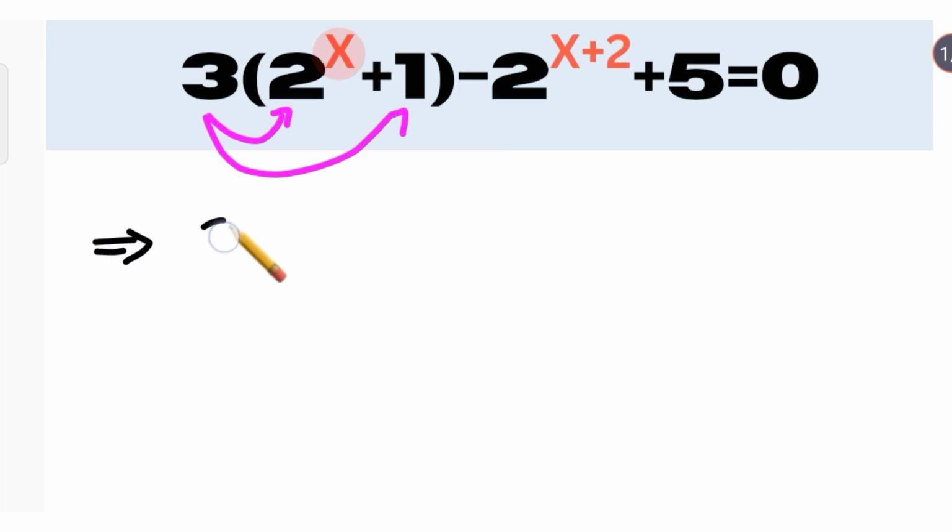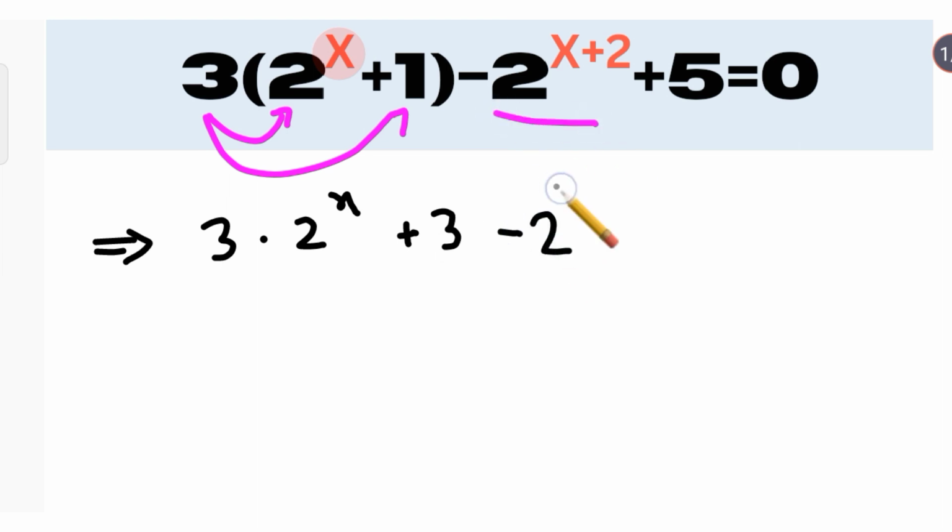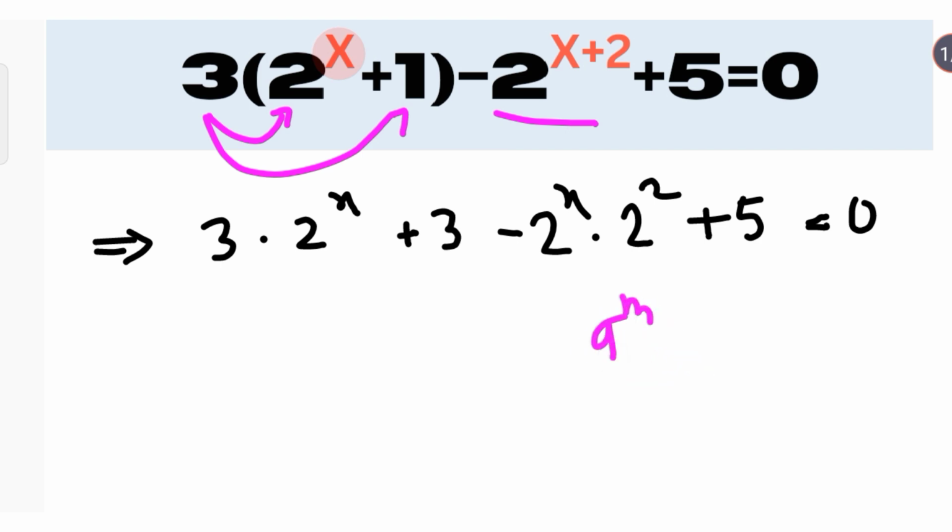write down 3 times 2 raised to the power x plus 3 minus, we will write down this whole as 2 raised to the power x times 2 raised to the power 2, plus 5 is equal to 0. This comes from the fact that a raised to the power m times a raised to the power n is equal to a raised to the power m plus n, and the bases are same and we multiply, then we can add the powers. Now further simplify this equation.